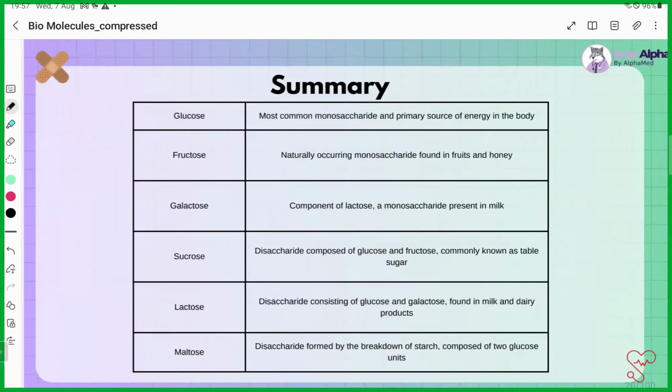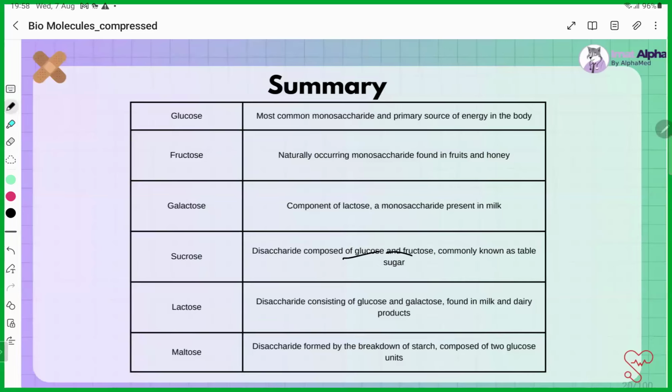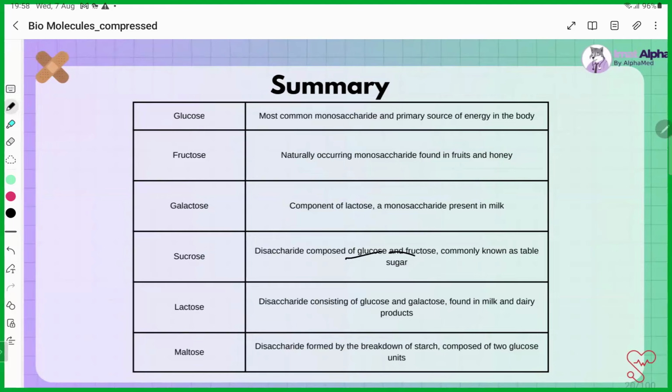Fructose, a naturally occurring monosaccharide found in fruits and honey. Galactose, a component of lactose, a monosaccharide present in milk. Sucrose, a disaccharide composed of glucose and fructose, commonly known as table sugar. The sugar that we use usually is sucrose. Lactose, a disaccharide consisting of glucose and galactose, found in milk and dairy products. Maltose, a disaccharide formed by the breaking down of starch, composed of two glucose molecules.